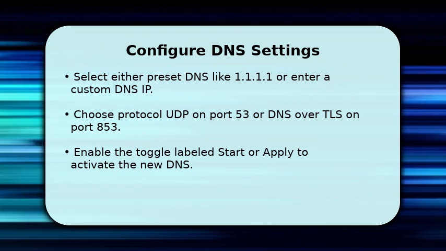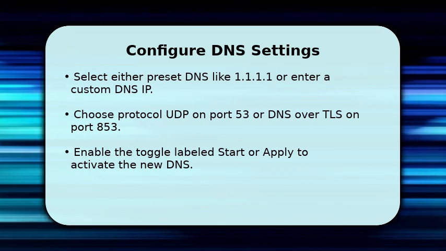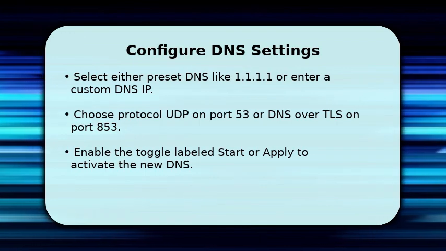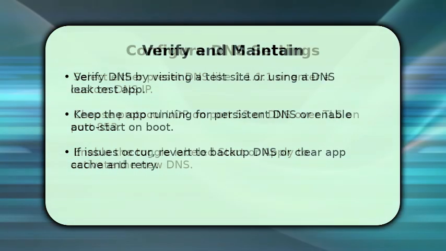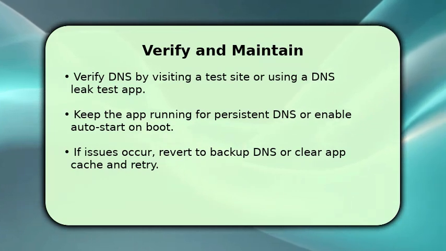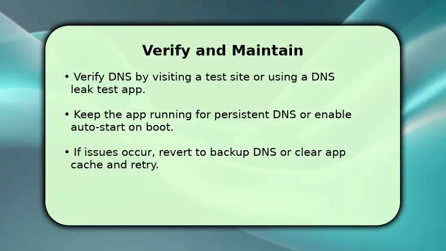Configure fallback DNS like 8.8.8.8 for resilience. Enable the toggle labeled Start or Apply to activate the new DNS, and wait for it to apply. Verify DNS changes by visiting a test site or using a DNS leak test app on your device.